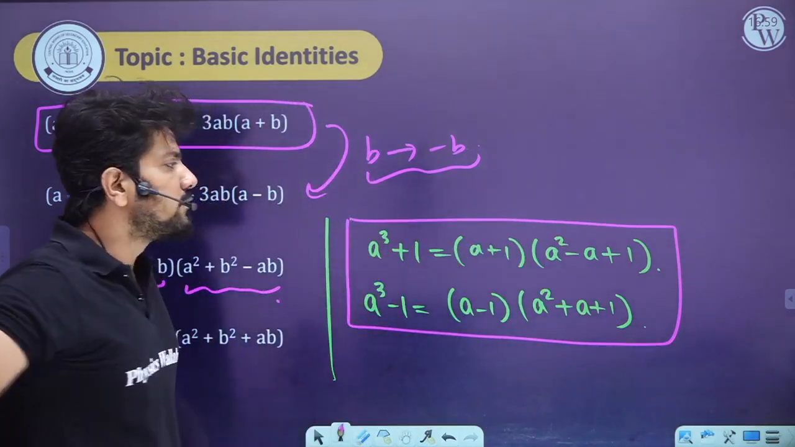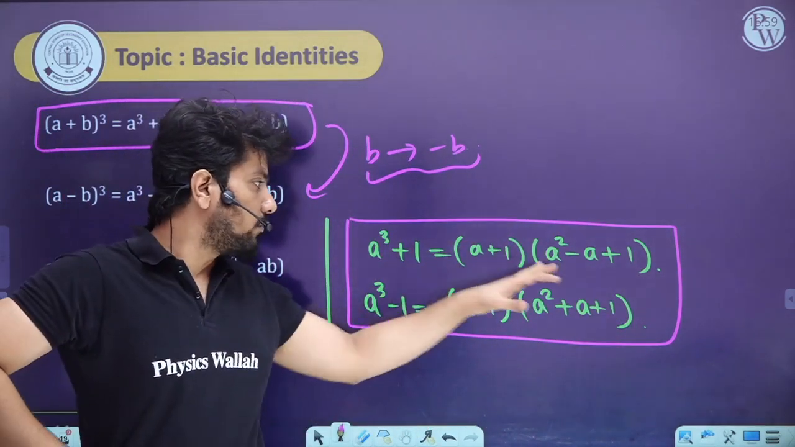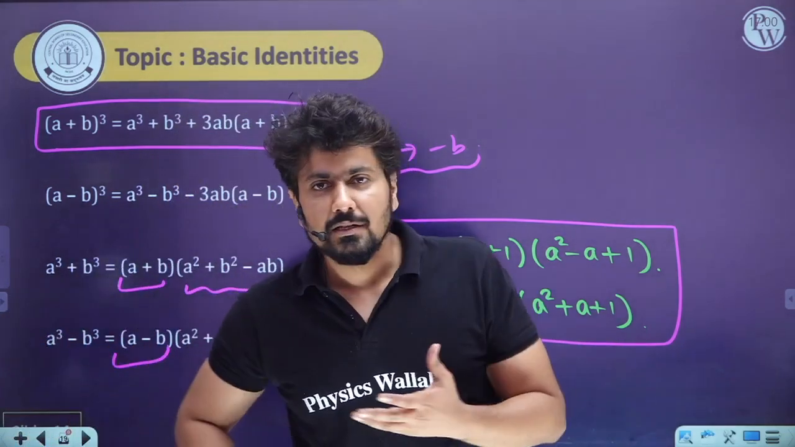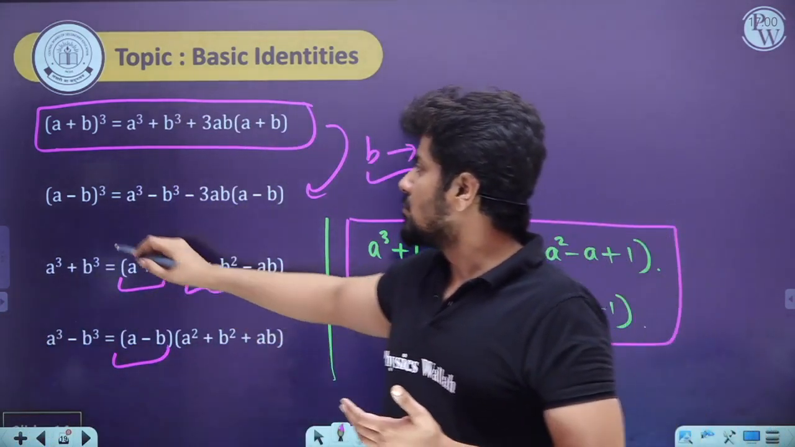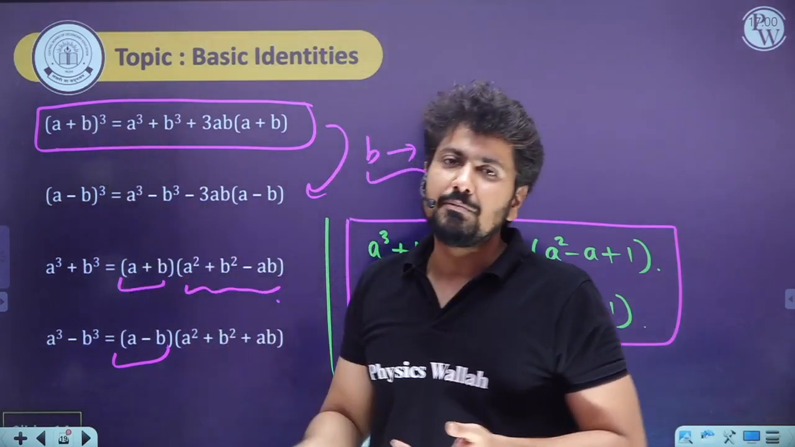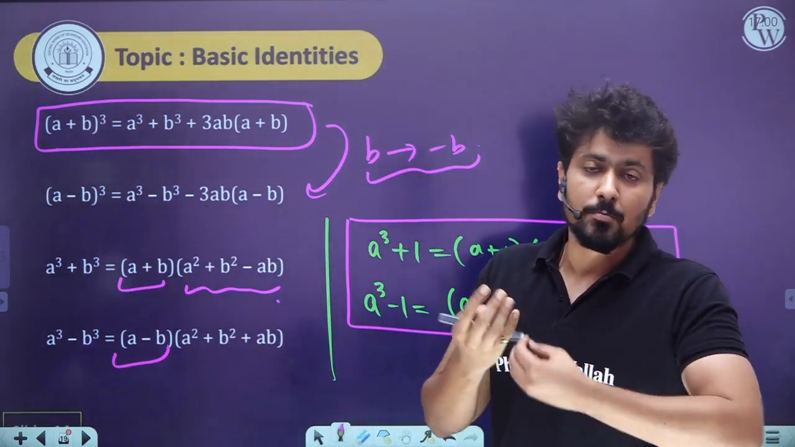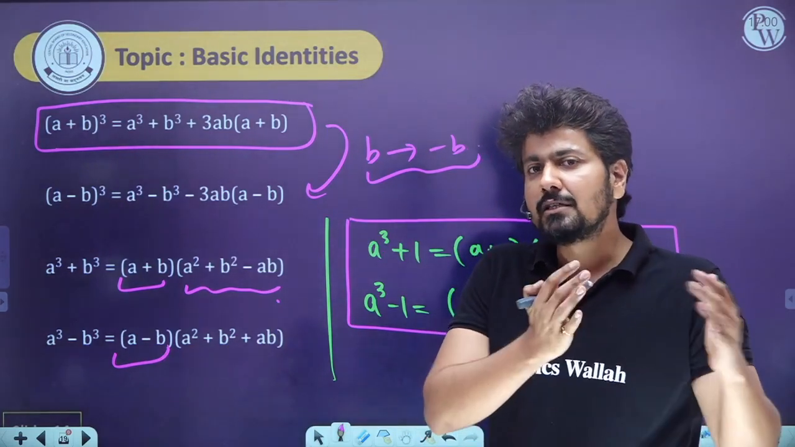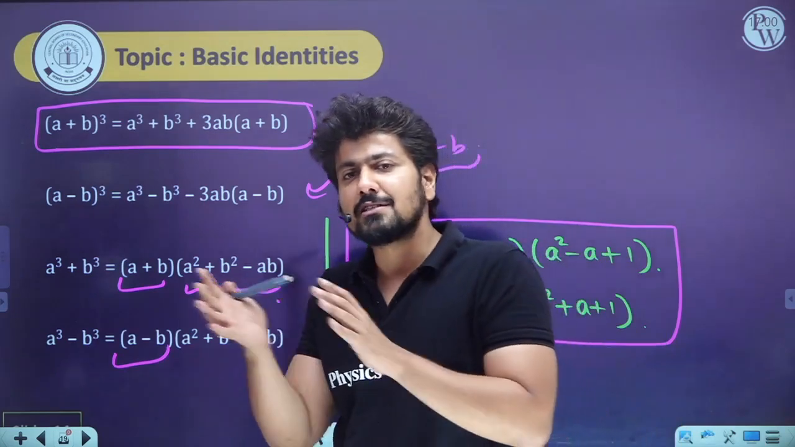Don't worry about the proof part of it, what's the proof behind this. Proof is very simple. You just need to expand it. Just suppose if I want to prove this a plus b whole cube, how do I prove? I hope you understand the thought process behind proving it. A plus b whole cube, you just need to multiply three factors, a plus b into a plus b into a plus b.